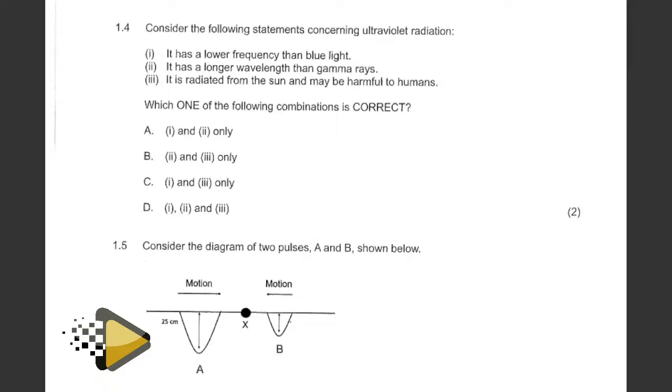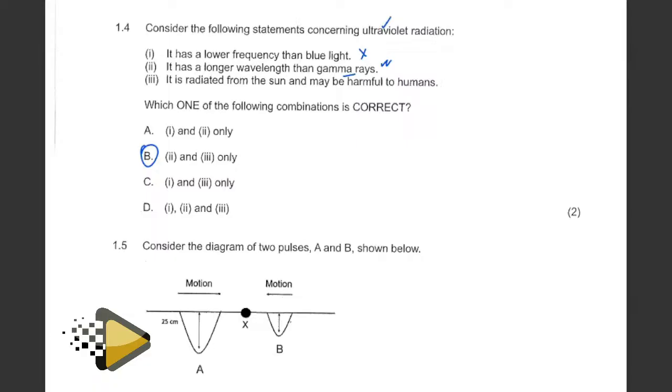So lower frequency than blue light, no. Longer wavelength, that is true, because yes, it has a longer wavelength than the gamma rays. And then 3 is radiated from the sun, which is also true. So 2 and 3.